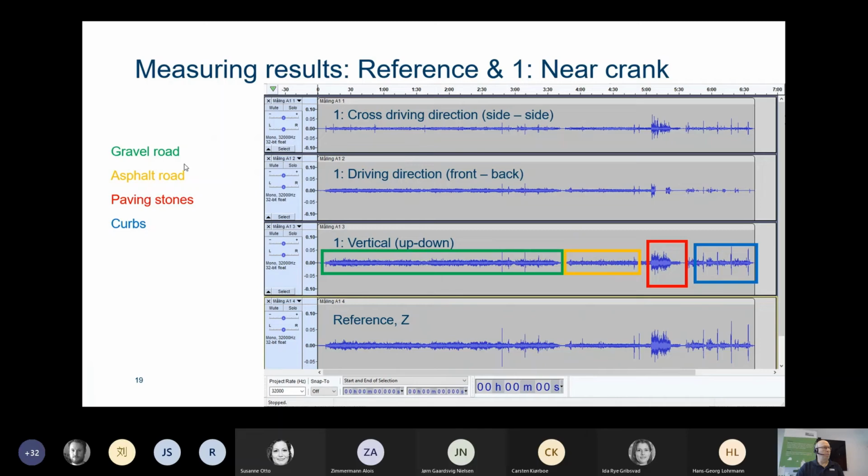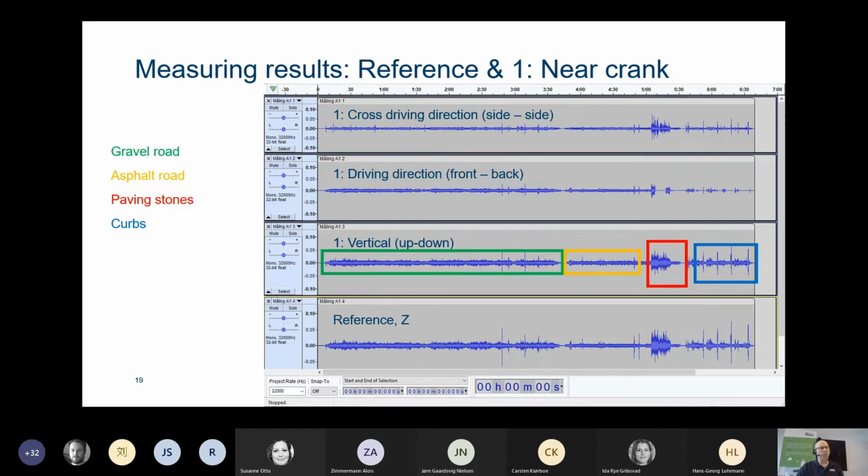And now we come to some of the results. So this is, you can see at the top here, a time scale in minutes. So this round trip took almost 7 minutes to drive around. And we can see the green area here. That's when we are driving on gravel road. The yellow one is on asphalt road. And the red one is on paving stone. And this is acceleration as a function of time.